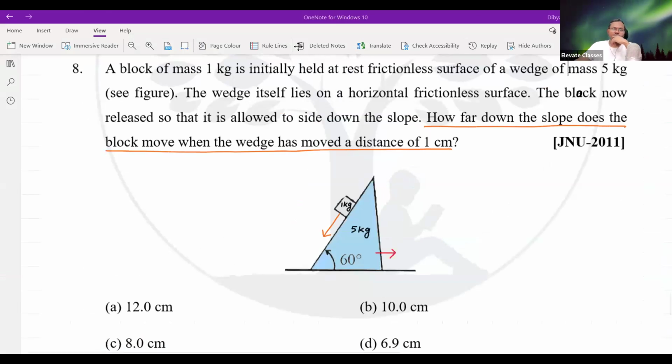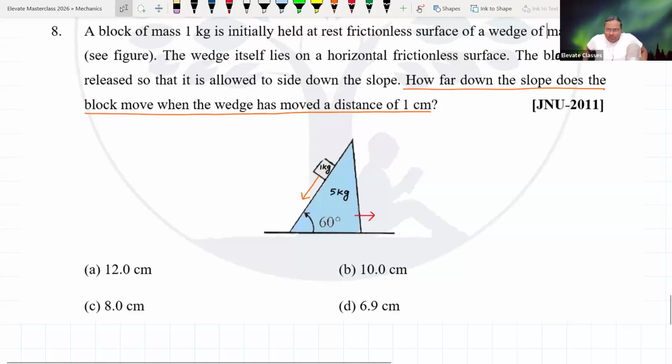Kashan, your answer is not correct. थोड़ा सा ट्रिकी क्वेश्चन है गाइस, ध्यान से देखिए. There is an inclined motion happening for the block and horizontal motion happening for the mass wedge.